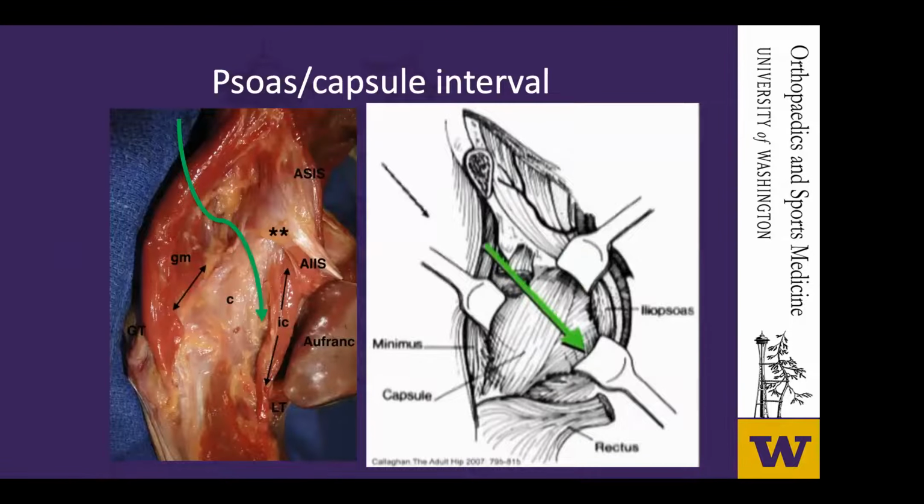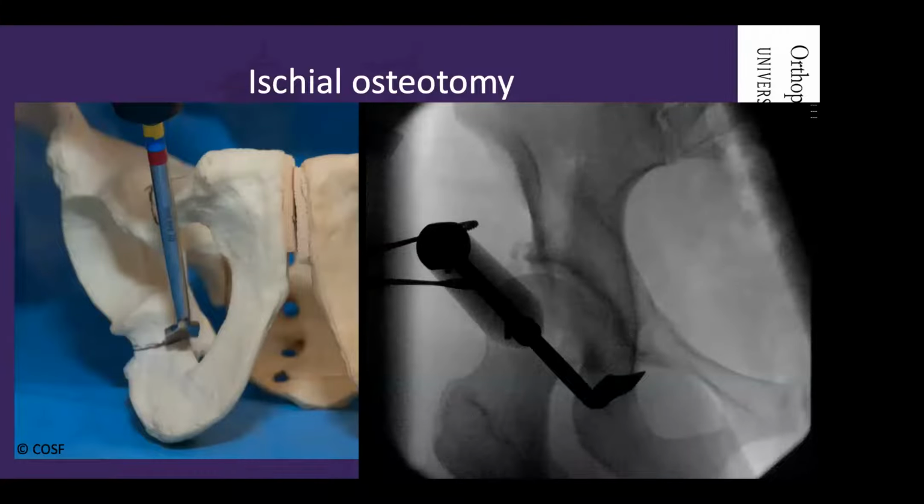The goal of the exposure is to access the interval between the iliopsoas tendon and the hip capsule, a potential space that allows for easy access to the ischium and infracotyloid groove, the starting point for the ischial osteotomy. The ischial osteotomy is guided by fluoroscopy, but tactile feedback with the osteotome aids in performing the osteotomy.